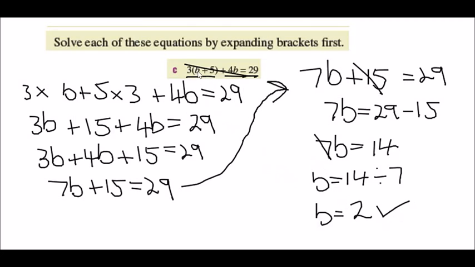Okay, b is 2, so 2 plus 5 is 7. 3 times 7 is 21. 4 times 2 is 8. So 21 plus 8 equals 29. There, told you, got it right. Cool bananas. Alright, so that is all.